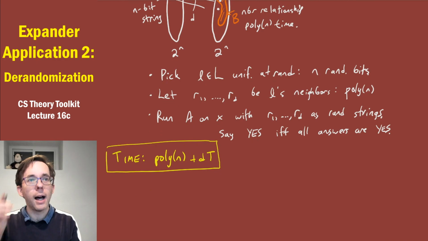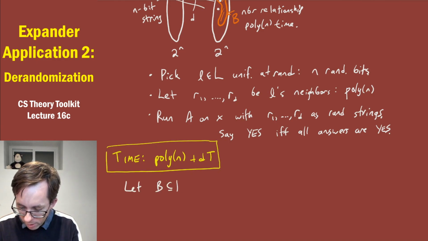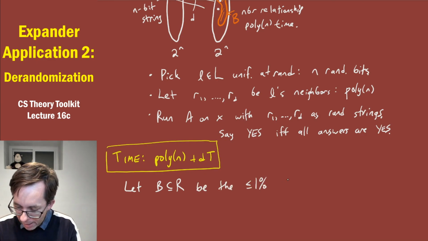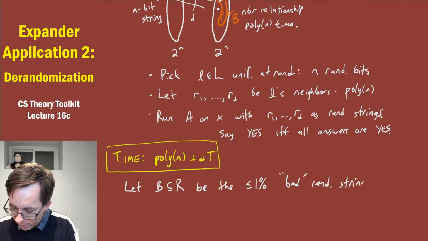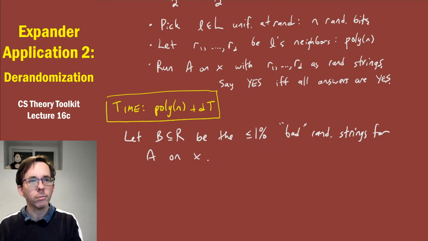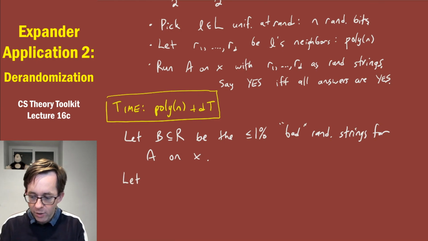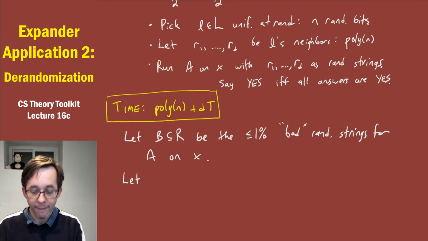Let B, a subset of R, be the at most 1% bad random strings for A on X. These are the ones that cause it to incorrectly say yes, even though X is not in the language. And now, in order to analyze the probability, we'll use all of those strings.